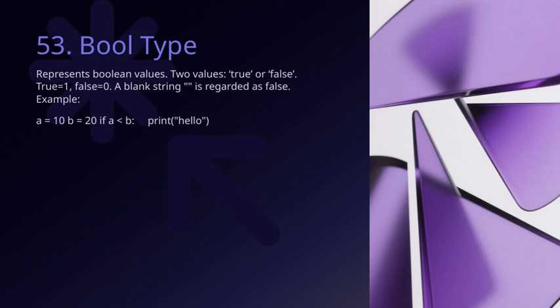All right, let's take a look at this example. We have a equals 10 and b equals 20. Then, the line says if a is less than b, print hello. This is a simple way to see how Boolean values work in programming. The key idea here is that the condition a < b evaluates to true because 10 is indeed less than 20. When that happens, the code inside the if statement runs and prints hello.